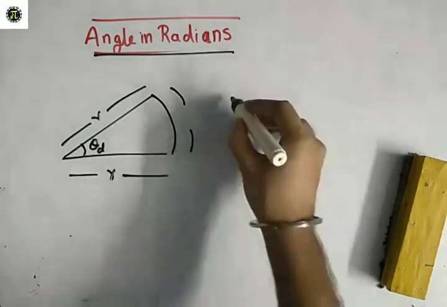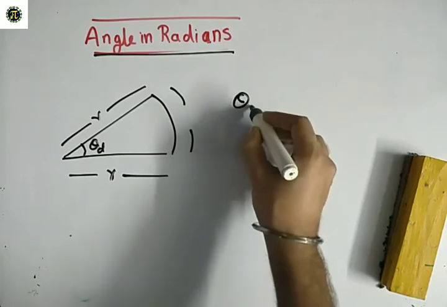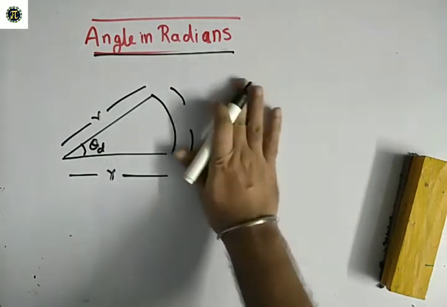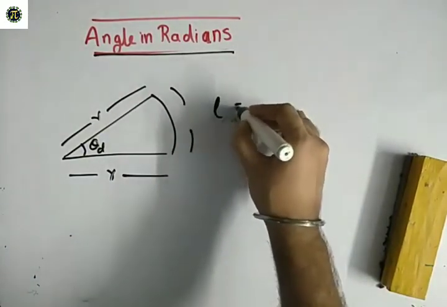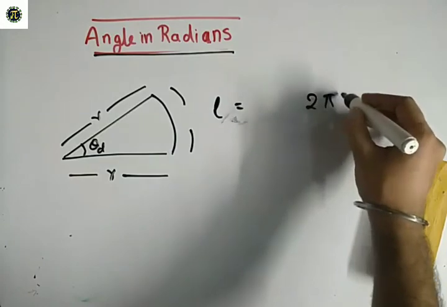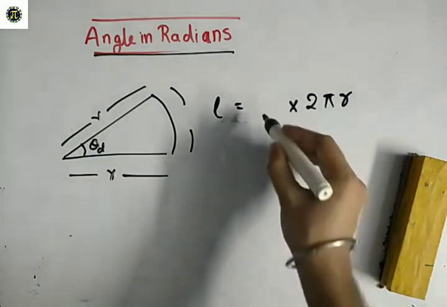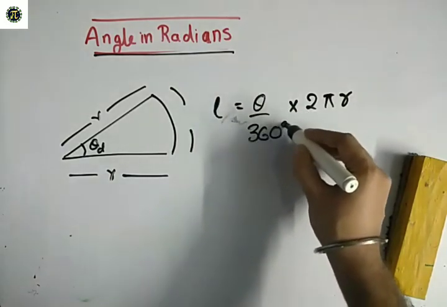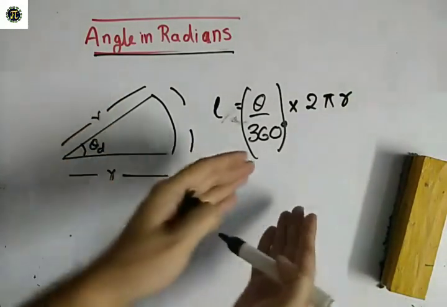So from class 10th, you know the length of this sector is some multiple of 2 pi r. And what is that multiple? It is multiplied by theta by 360. Correct? So what is the angle subtended, divided by 360.